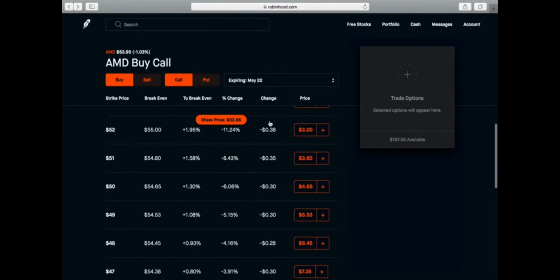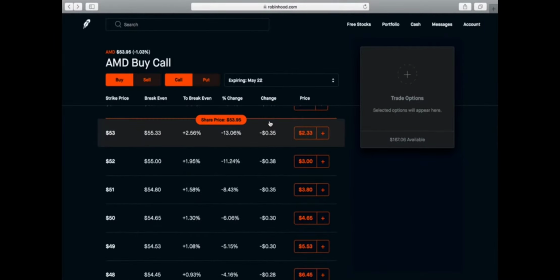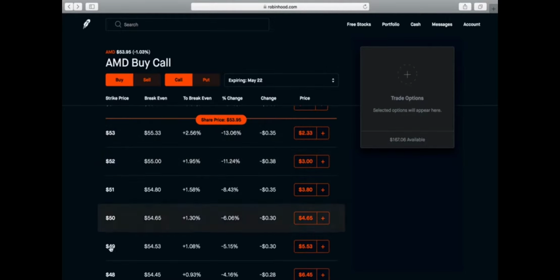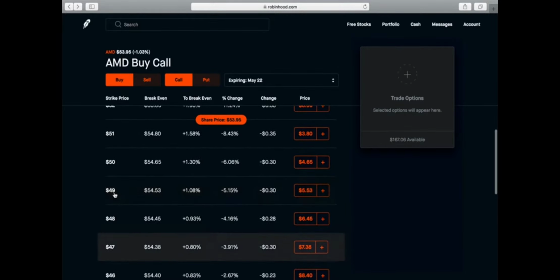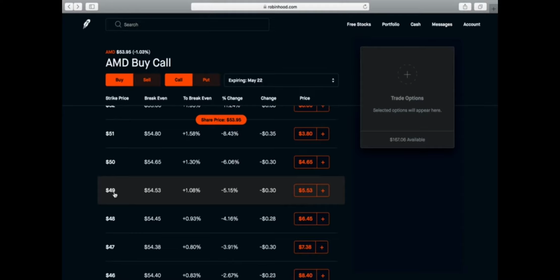And so what you kind of want to do here is get a price that's unrealistic. Like I chose 49 because the price of AMD would have to fall basically $5 by next Friday, which is very unrealistic. That's almost 10%. It's not going to fall 10% by next Friday. I mean, it might, but the probability that happens is very, very low.